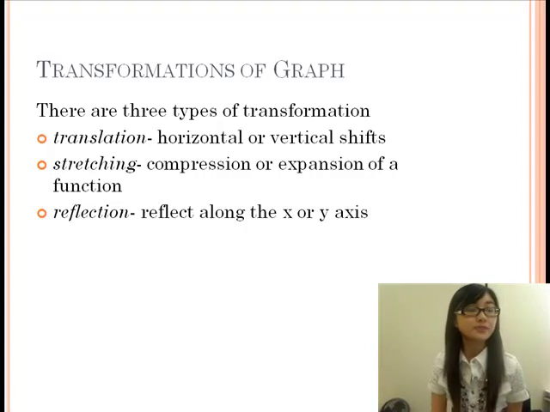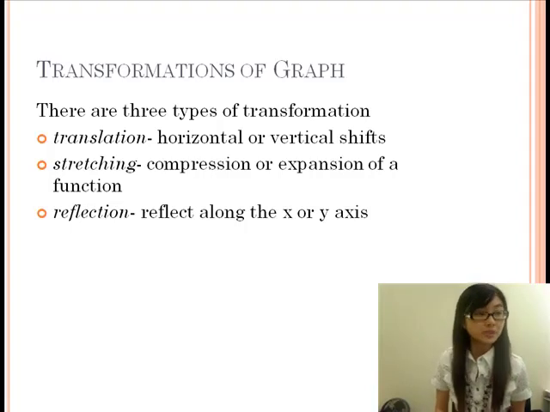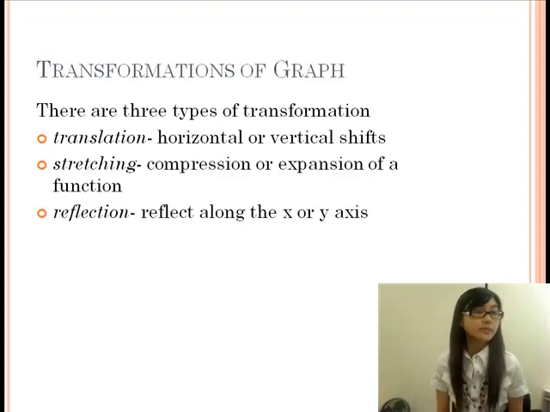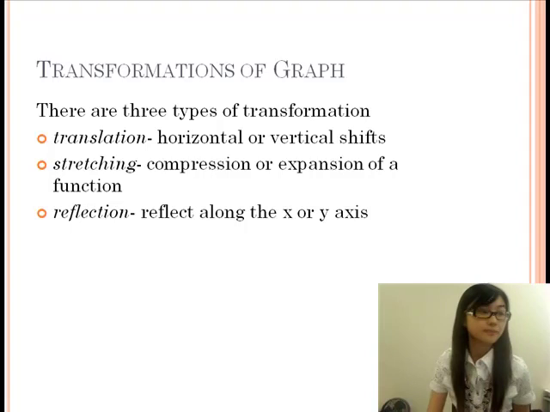There are three types of transformations in general. First, there's translation, which means you take your graph and you move it up or down. Then there's stretching, so basically compressing or expanding your graph. Then there's reflection, which means you will reflect your graph on the x or y axis. So the x or y axis will act like a mirror.